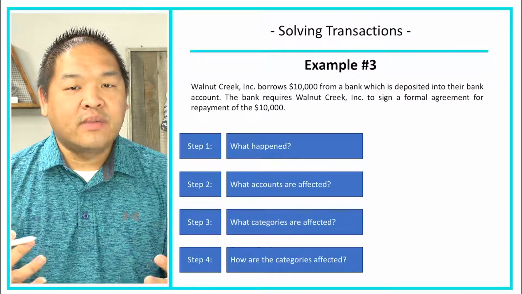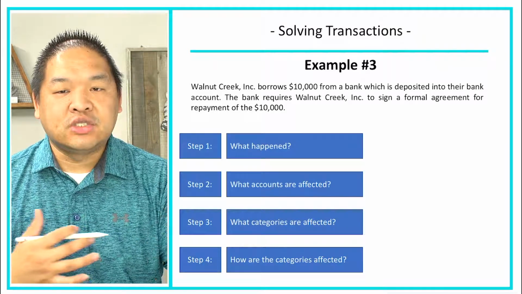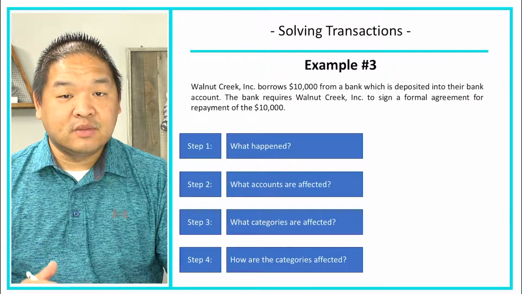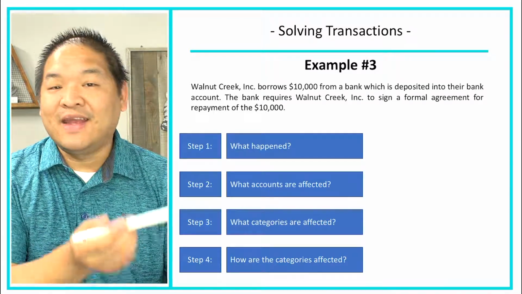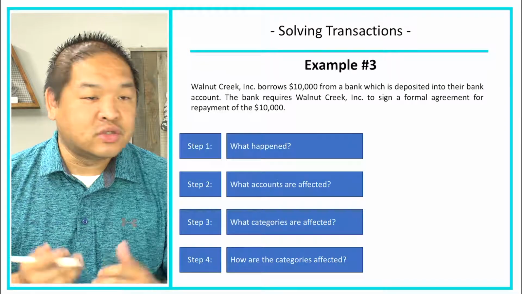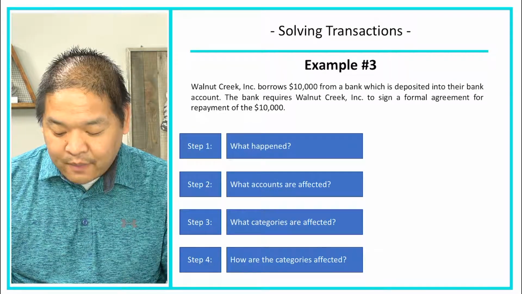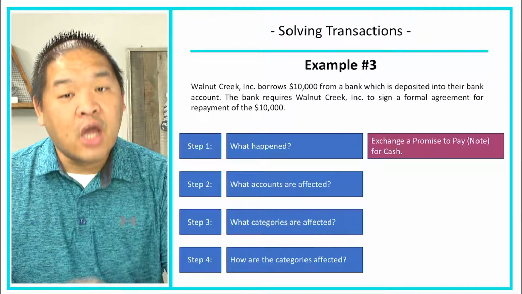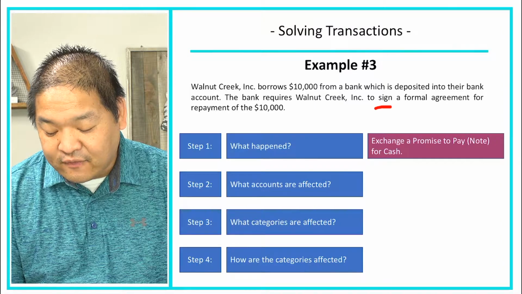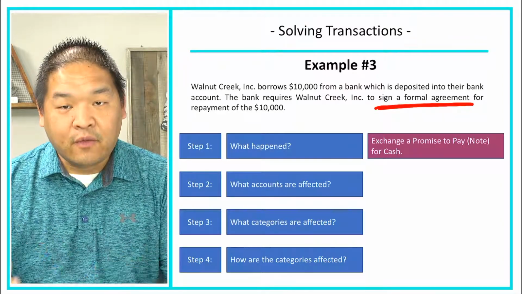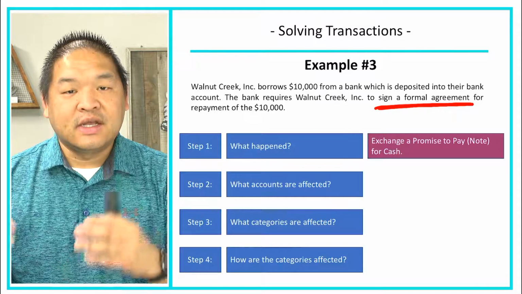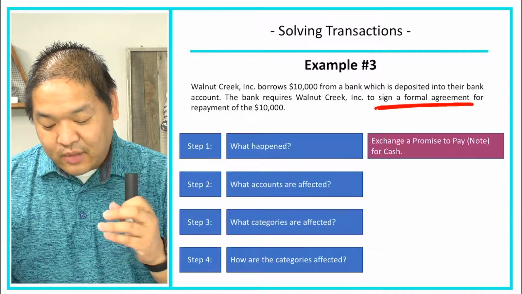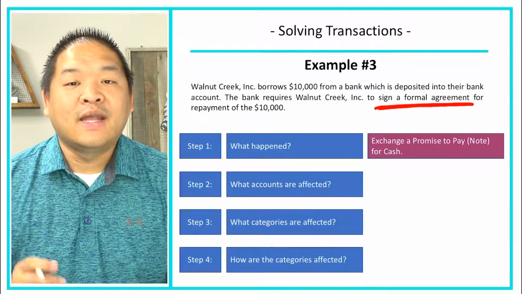When we say promise, we mean that there is no exchange at all. There has to be an exchange. Well, there is an exchange. We are promising to pay this money back. They are giving us $10,000 to borrow, so $10,000 in cash. So what happened? We exchanged a promise to pay. We called this a note because we had to sign a formal agreement. When we sign a formal agreement, we call that a note because it's a note that we signed that we would pay them back. So we exchange a promise to pay, or a note, for cash.